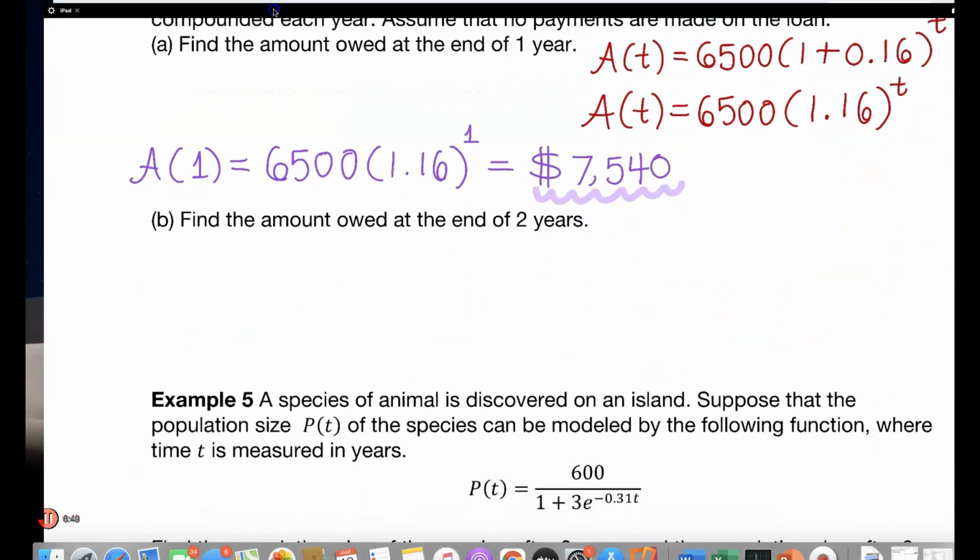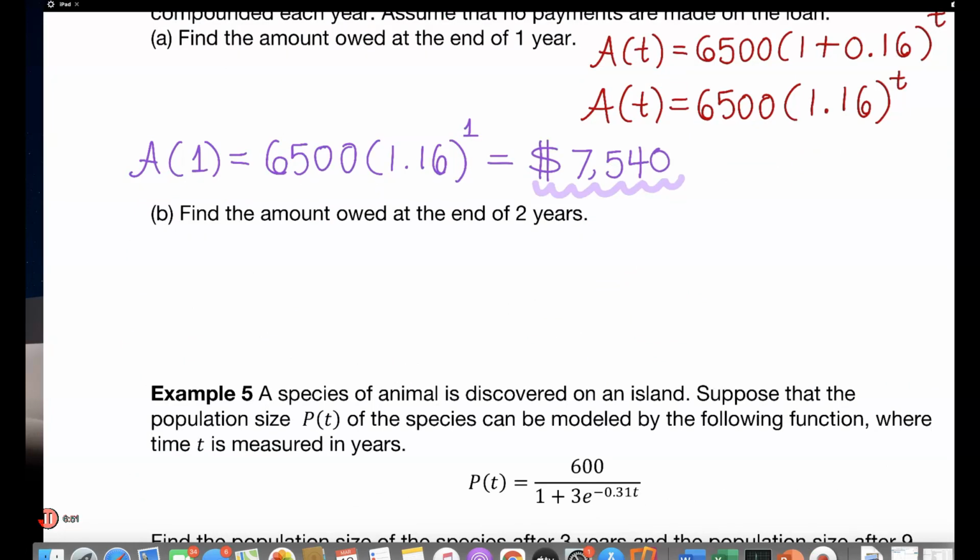I'll move it up. All right, so what I want to find for this part is A of 2, which is 6,500 times 1.16 raised to the second power. Well, that's going to go up even more, right? It's going to go up.